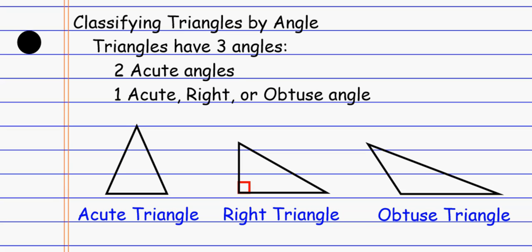If the last angle is also an acute angle, we call it an acute triangle. If that third or last angle is a right angle, we call it a right triangle. And if that third or last angle is an obtuse angle, we call it an obtuse triangle.